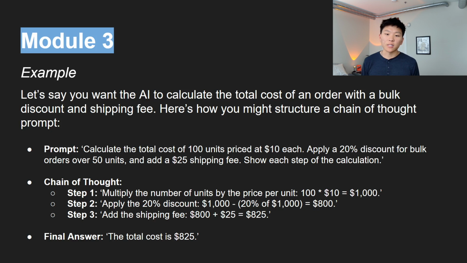You would apply a 20% discount, and for anything over 50 orders, you would add a $25 shipping fee. So in your chain of thought prompting, you could show the actual steps: multiplying the units by the price, then applying the discount, and then the shipping fee, and then you get to your final answer. This obviously just shows an example for the AI agent of breaking down the tasks, making fewer errors, and probably producing a more reliable answer, and it's super crucial when you're working with multi-step tasks.